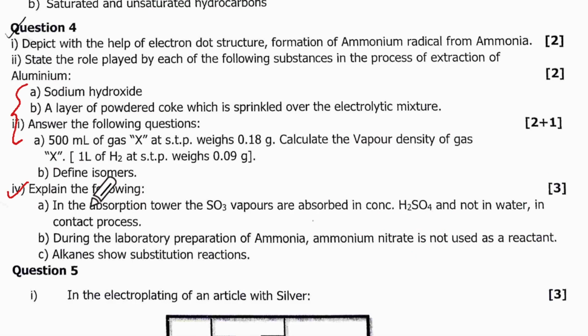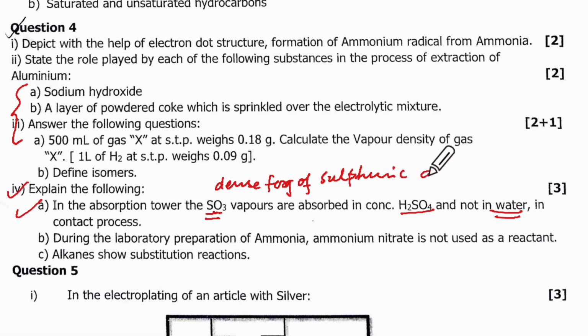Explain the following. In the absorption tower, SO3 is absorbed in H2SO4 and not in water. The reason being, when SO3 vapors meet water, it's a highly exothermic reaction and it forms, what is the key word here? A dense fog of sulfuric acid particles. This is the key word. Sulfuric acid particles are formed which are difficult to condense. Therefore, it has to be dissolved in conc. sulfuric acid.